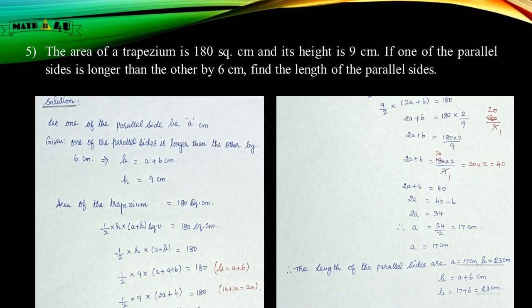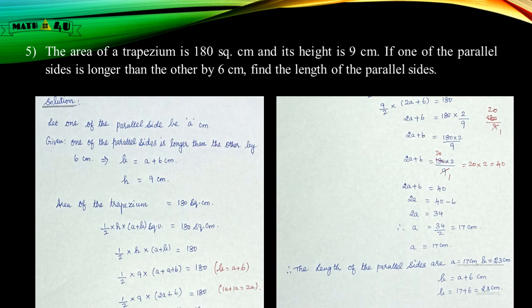So what we do is, let one of the parallel sides be a centimeter. The other will be a plus 6 centimeter. And height is given. Height is equal to 9 centimeter. Area of the trapezium is equal to 180 square centimeter. Area of the trapezium is nothing but half into h into a plus b square units is equal to 180 square centimeter.